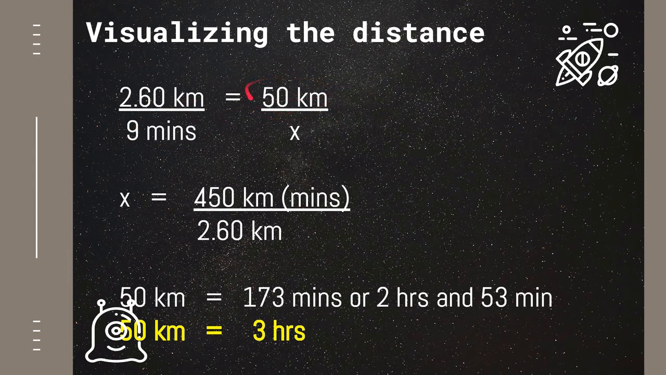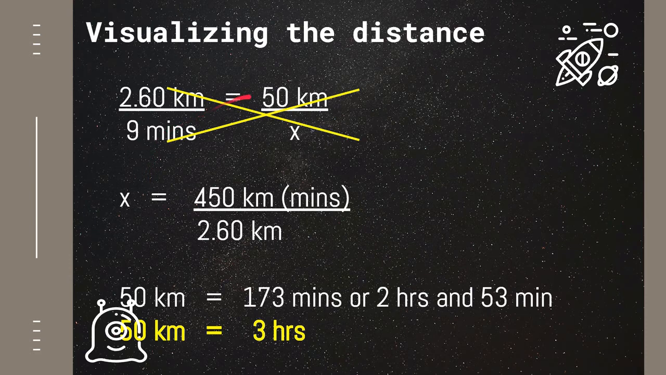So we will use this measurement, 50 kilometers, as our basis. How long will it take for that bus to cross 50 kilometers? That will be our x. Using cross multiplication, we'll try to determine the value of x.